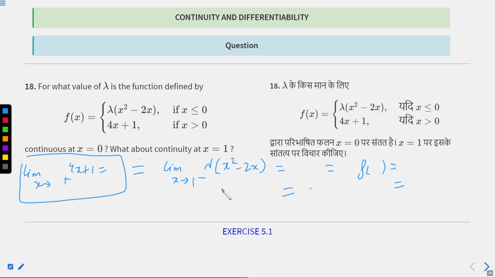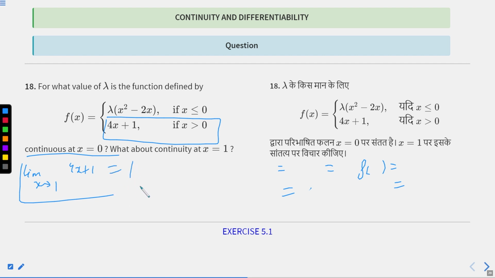So far so good. From the left hand side and from the right hand side, for x equals 1, I will be using 4x plus 1. As you can see, the left hand and right hand side limit use the same function. So this will be 5, as you can see, 4 multiplied by 1 plus 1 gives 5. So far so good. This must be the same as f(1), and f(1), using this, is 5.